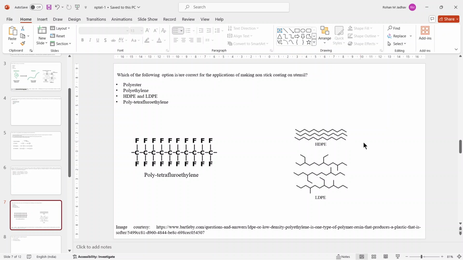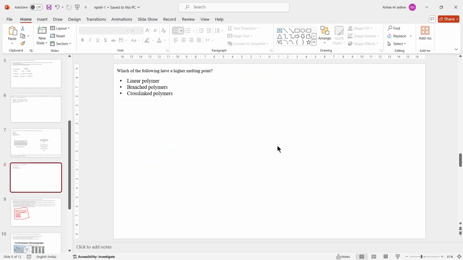Then we have HDPE and LDPE, which cannot withstand that much high temperature, and that's why they are not used for non-stick coating on utensils.